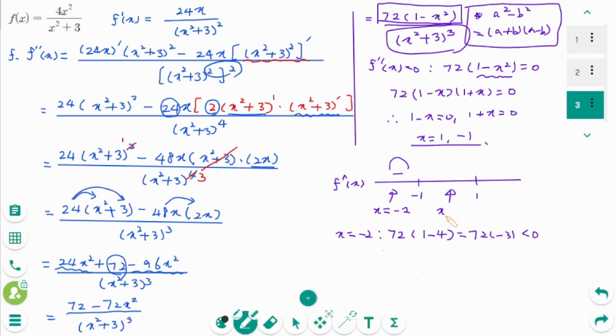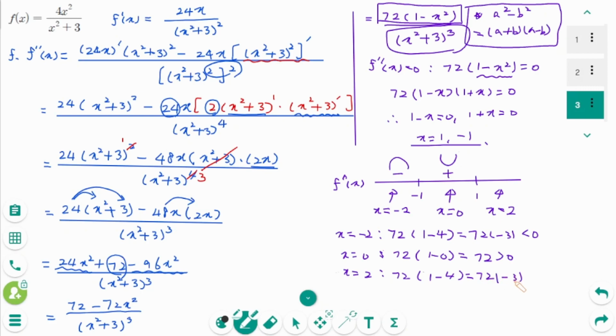When the testing number equals 0, 72 times (1 minus 0 squared) is 72, which is positive. When the testing number is 2, 72 times (1 minus 2 squared), which is 72 times minus 3, is negative, concave down. F double prime of x changes sign at x equals minus 1 and 1. So the inflection points are at x equals minus 1 and 1.